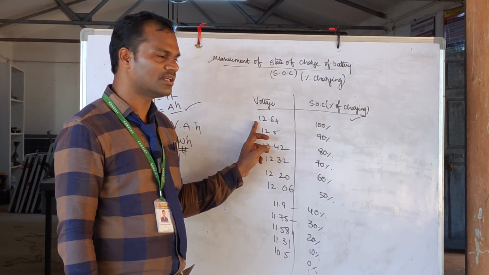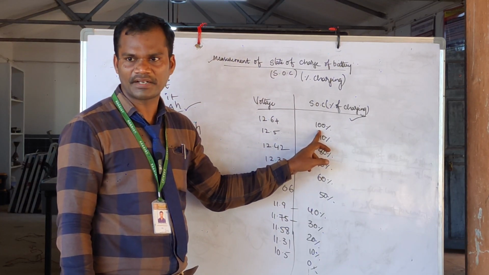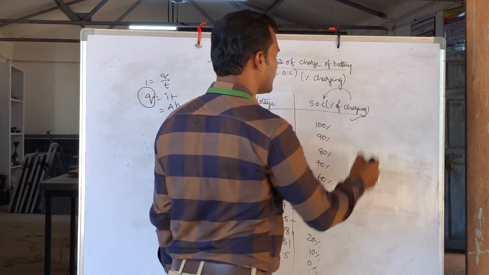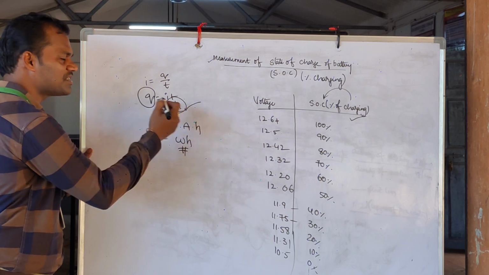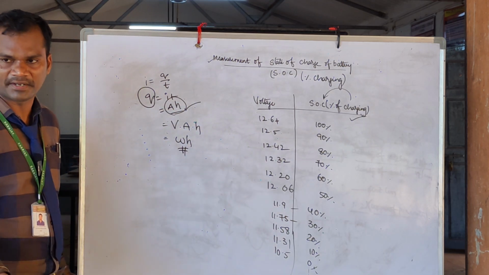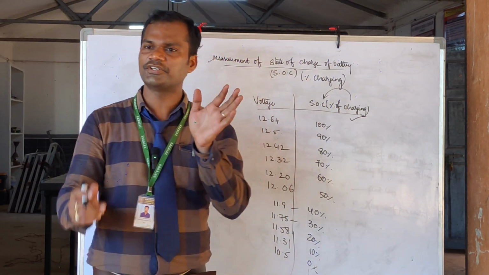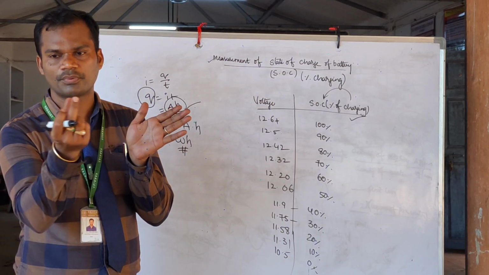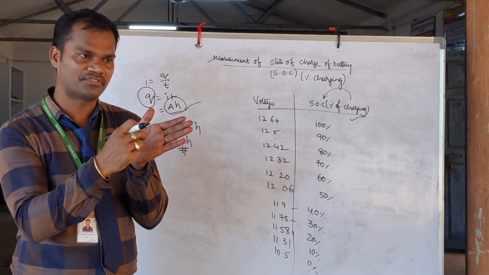For example, it is showing 12.6. I can say, what is the percentage of charge available in the battery? 100%. The percentage of charge is technically called the state of charge. So state of charge means how much charge there is in the battery. The state of charge is indicated in your mobile phone also, like a green color button. Yes or no? On the UI screen, it can be indicated as 100%, 95%, 50% or 20%.